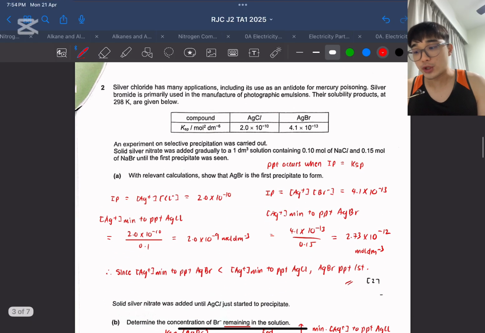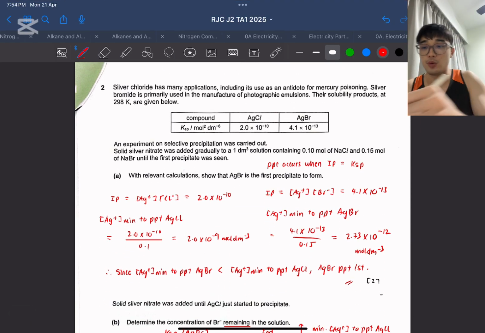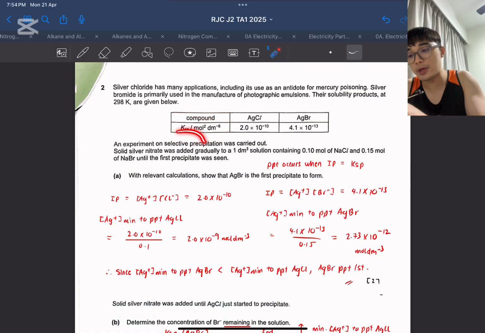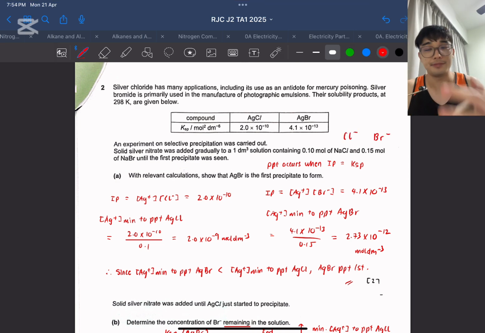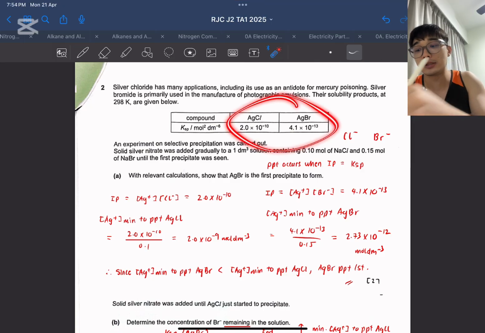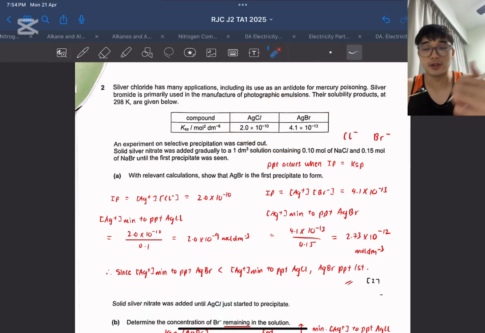Right, moving on to question 2. Question 2 is on solubility equilibrium. You can tell instantly because of the word Ksp, and you can tell this is going to be a selective precipitation question. So we have Cl minus and Br minus in the same mixture. The only way to separate them is to add Ag plus in this case, until the first trace of precipitate is seen.